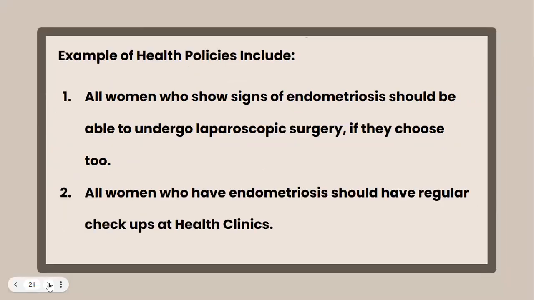Next slide. Some examples of health policies include: all women who show signs of endometriosis should be able to undergo laparoscopic surgery if they choose to. And second, all women who have endometriosis should have regular checkups at health clinics, as this disease has no cure, so women are just told to deal with it and they don't have checkups presently.